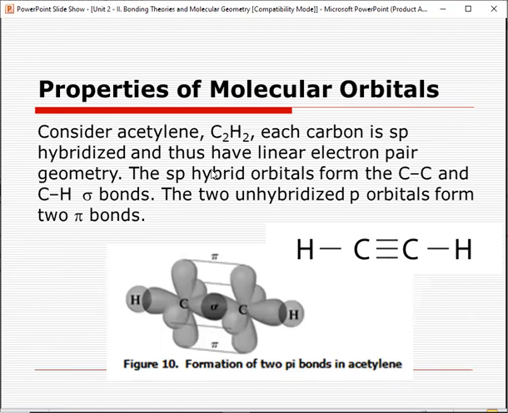Another example is acetylene or C2H2. So each carbon is sp hybridized and thus have linear electron pair geometry. So this iyang geometry is linear. The sp hybrid orbitals form the CC and CH sigma bond. So ang CC naa siya isa ka sigma bond, ang CH naa pod siya isa ka sigma bond. So in total for C2H2 naa siya 3 sigma bonds. The two unhybridized kaning duha diri, the two unhybridized p orbitals form the pi bond.